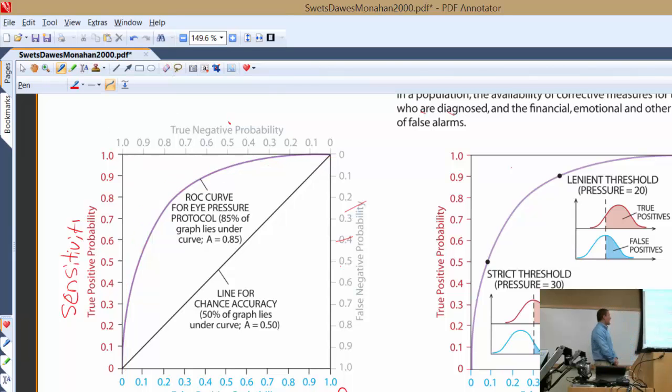You also see another line on there called the line for chance accuracy. What do you think that means? Look where it's drawn. So for example, if I look at 0.4 for sensitivity, I get 0.4 for 1 minus specificity. So what that basically means is this. Think of it, we're looking at conditional probabilities here. The probability that you are going to say something's classified as positive, given that it's truly positive, is 0.4.